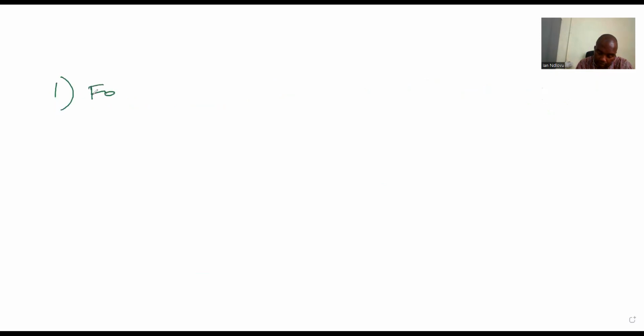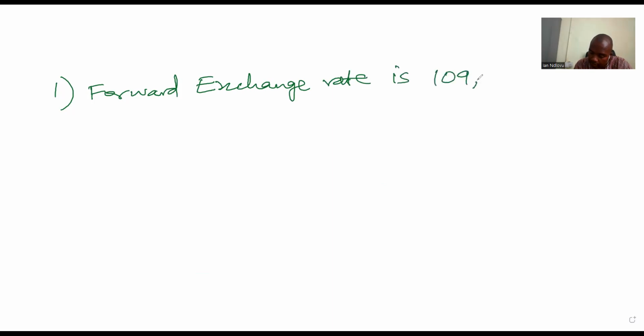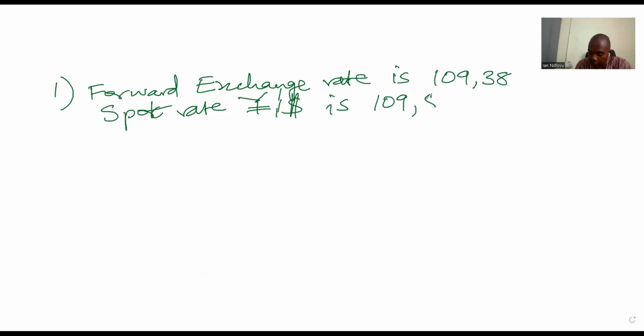The forward exchange rate is 109.38, and the spot rate between the Japanese yen and the United States dollar is 109.5 Japanese yen. So for the first calculation, we just use the same method that we used the last time.